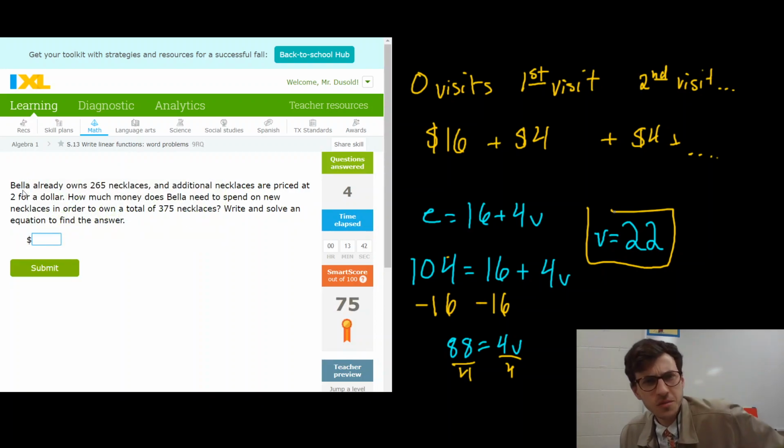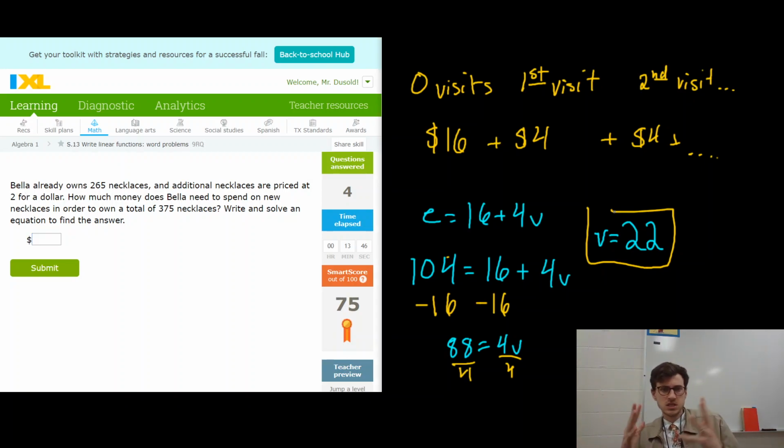So there you go. Those are some example problems, hopefully, that help you see the beauty of word problems for linear functions. I think that'll help.